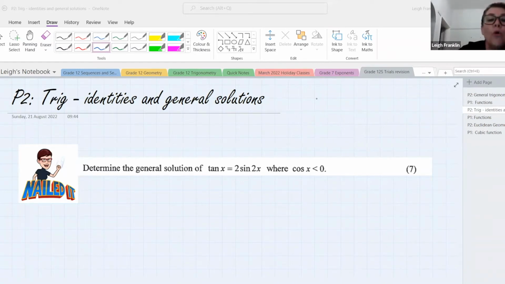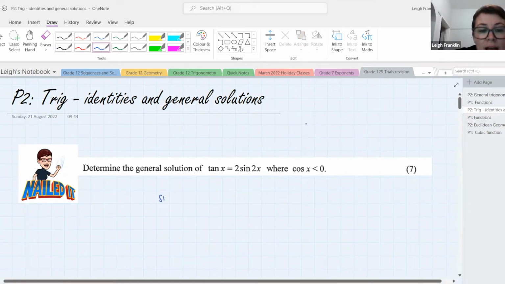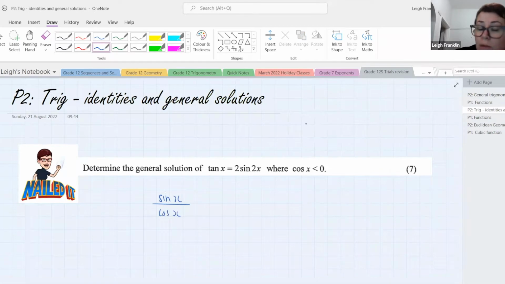So, Kaiser, always look for identities that you can apply. If you see tan x, write it as, yes, exactly. Good idea. Let's take tan x and write it as sine x over cos x. Good place to start, and that will get us one of those 7 marks.